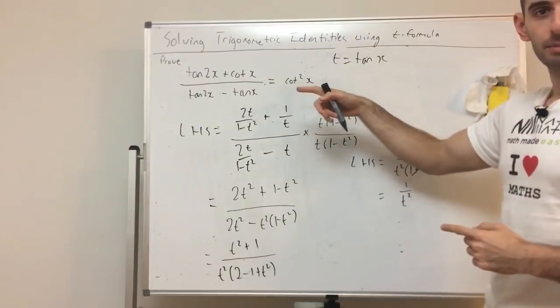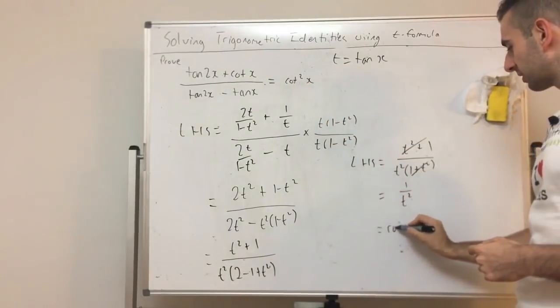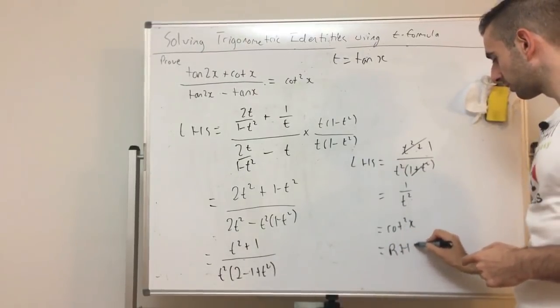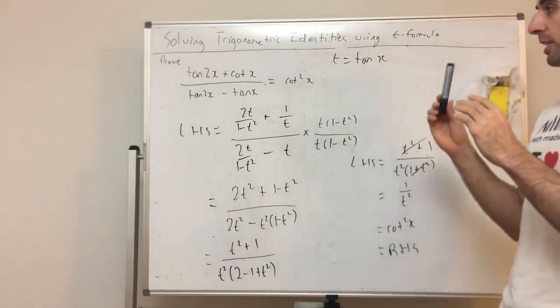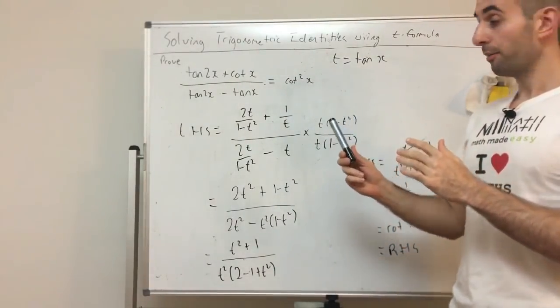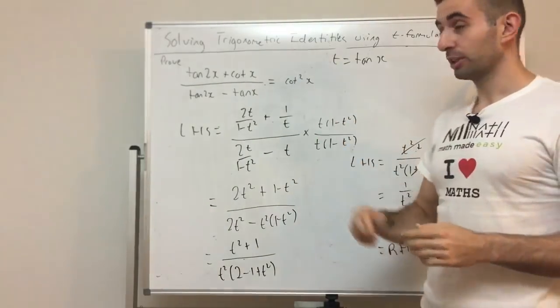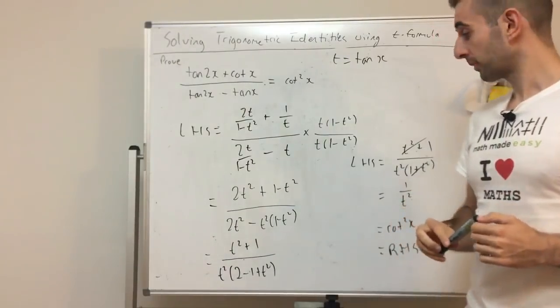Cot squared. Remember, cot was 1 on t. So 1 on t squared is just cot squared x, which is just the right hand side. So you can see, if you know how to use t formula properly, combined with this compound fraction trick, proving these results is much easier than normal trig identities.